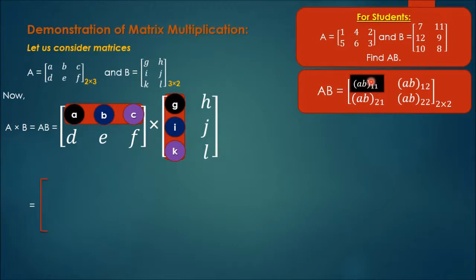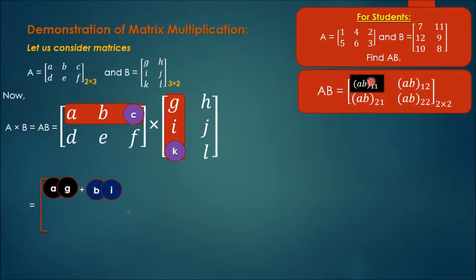AB11. Now let's see the multiplication. A will multiply with G, and they will be added. If there is a minus, then you can apply brackets. If the component contains a minus sign, then you can use brackets. Now B with I, plus sign, and now C will multiply with K. For students, if you are confused, then it is 1 into 7 plus 4 into 12 plus 2 into 10. Now this will give us AB11.